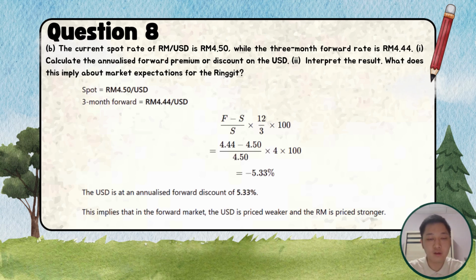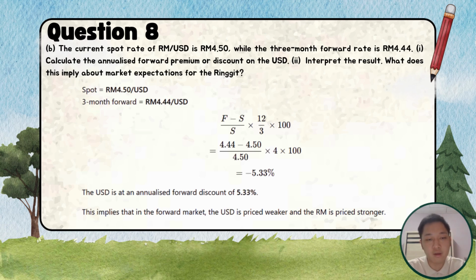For question 8b, the current spot rate is RM 4.50 per US dollar, while the 3-month forward rate is RM 4.44 per US dollar. To calculate the annualized forward premium or discount, I use the formula: forward rate minus spot rate, divided by spot rate, multiplied by 12/3, and then multiplied by 100. The forward rate is RM 4.44 and the spot rate is RM 4.50. So RM 4.44 minus RM 4.50 equals negative RM 0.06.